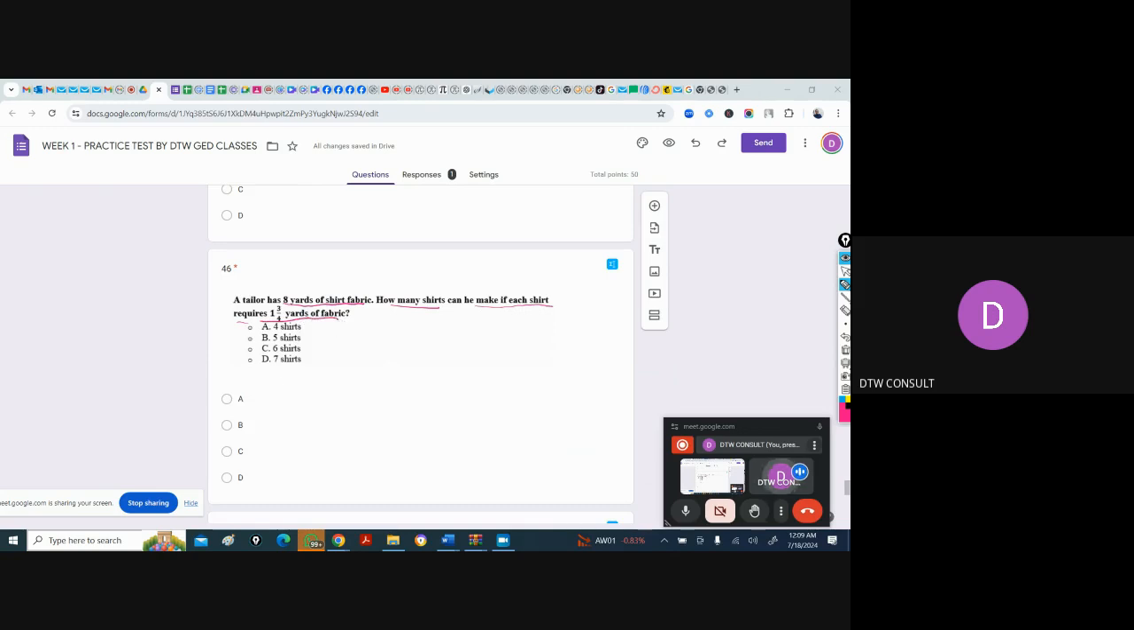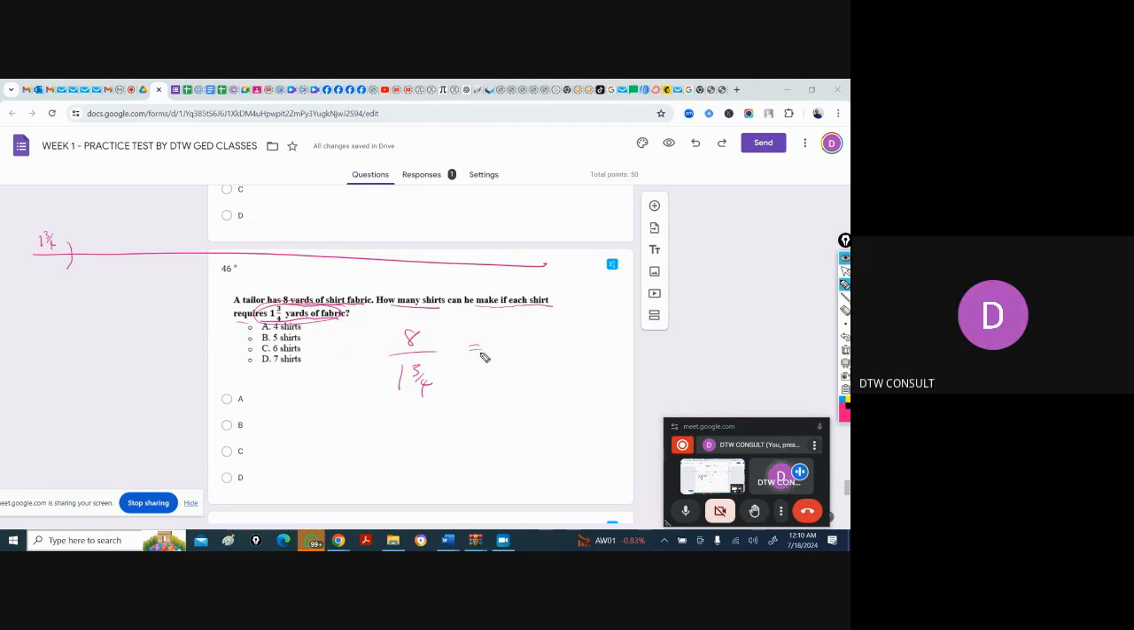It can't be multiplied. He has a total of 8 yards, and one shirt requires one and three quarters, let's say the size of 1 3/4 is this. So it's asking how many shirts can we make from this total of 8 yards? So it's division. Do you see that? To find how many you will make, since we know that one shirt will take this amount of yards, you divide. So it will be 8 divided by 1 3/4. Are you with me? Yes, I'm with you.